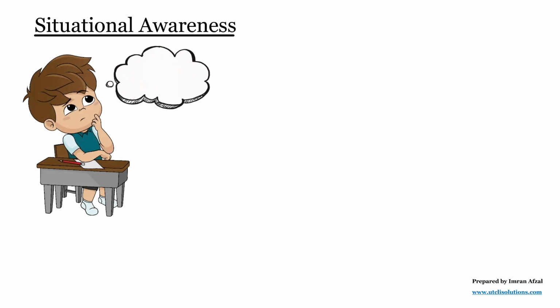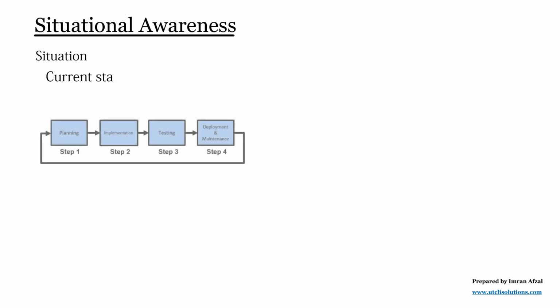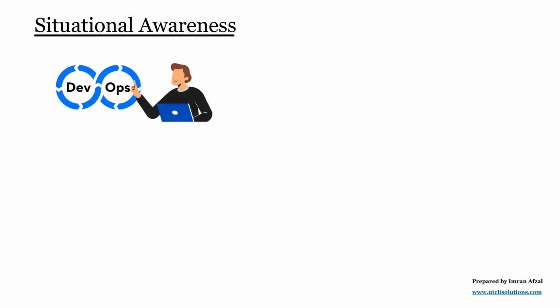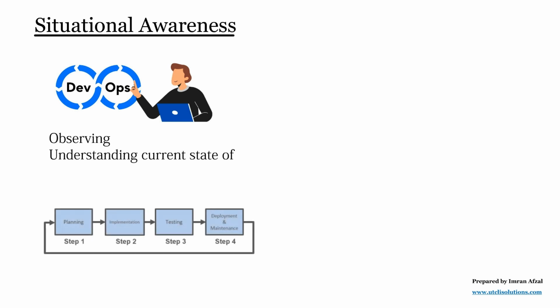Hey, beautiful people. In this lesson, we will learn another important practice of DevOps, which is situational awareness. Let's first understand the real meaning of the term under the umbrella of DevOps. Situation is the current state or condition of the software related environment at a particular time, whereas awareness is your acknowledgement about the situation. So in DevOps, situational awareness is the practice of continuously observing and understanding the current state of your software system, infrastructure, and operations.